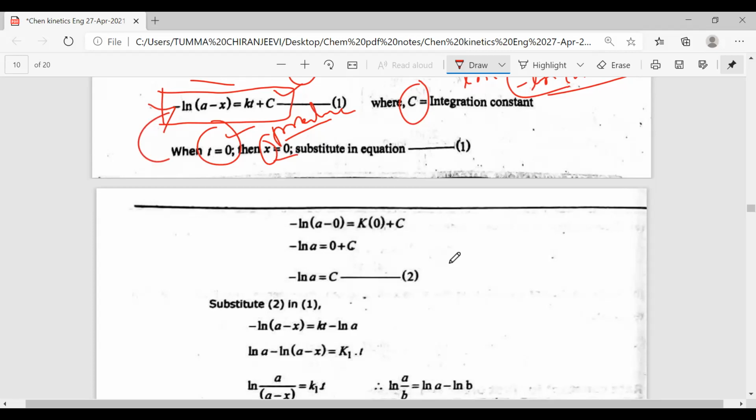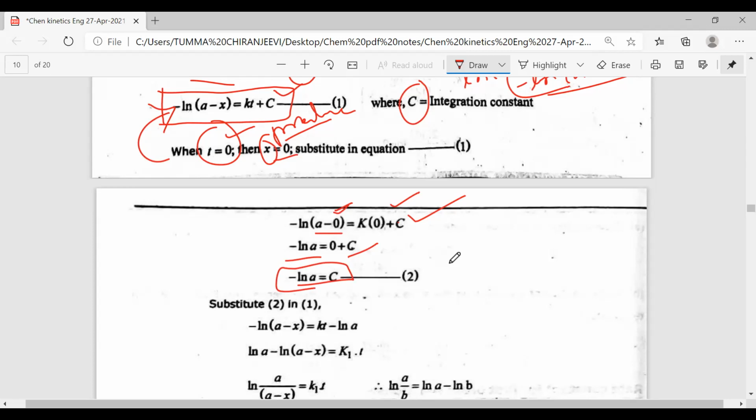Then you can get minus log a minus x. In the place of x, you substitute 0, and in the place of t, you substitute 0. Then you get this equation: minus log a minus 0 is equal to k into 0 plus c. a minus 0 means a, so minus log a is equal to k into 0 plus c. Then finally you can get the c value, so c is equal to minus log a.